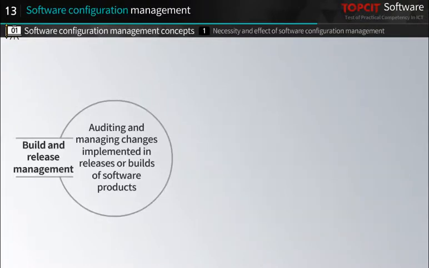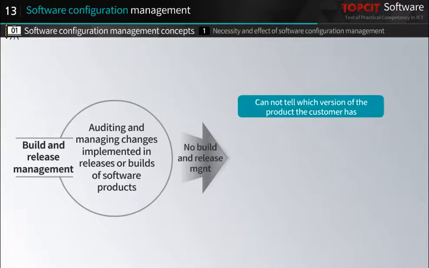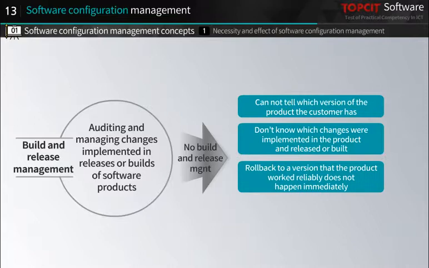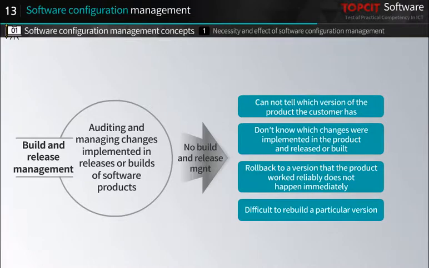Third, build and release management refers to auditing and managing changes implemented in releases or builds of software products. If there is no such build and release management, the following symptoms will occur. We cannot tell which version of the product the customer has. We do not know which changes were implemented in the product and released or built. Also, rollback to a version in which the product worked reliably does not happen immediately. Finally, it is difficult to rebuild a particular version.